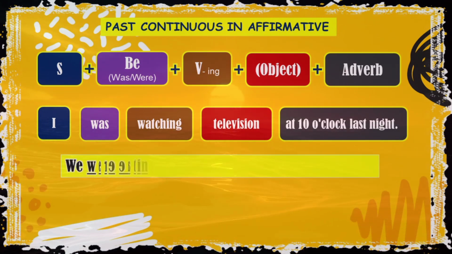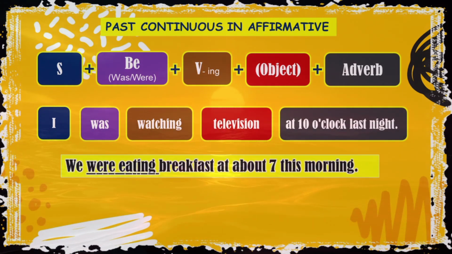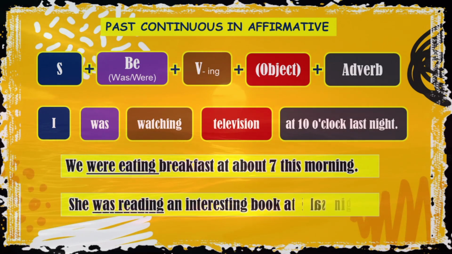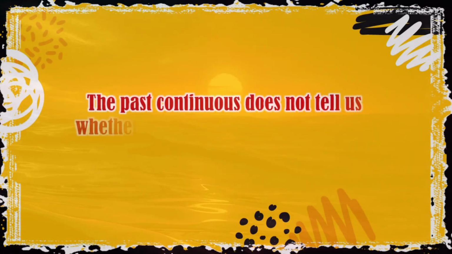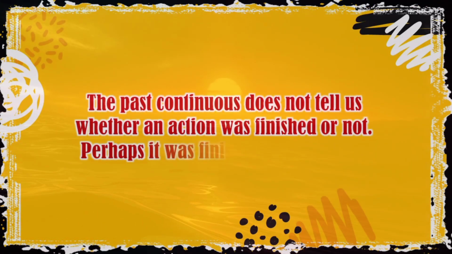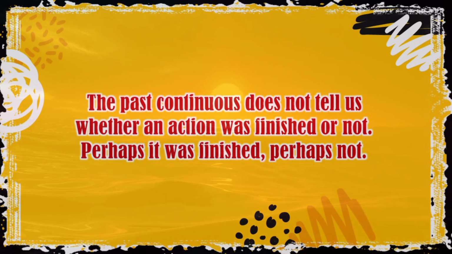Other examples. We were eating breakfast at about 7 this morning. She was reading an interesting book at 8 last night. The past continuous does not tell us whether an action was finished or not. Perhaps it was finished, perhaps not.